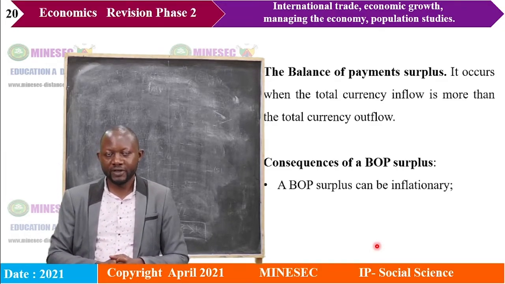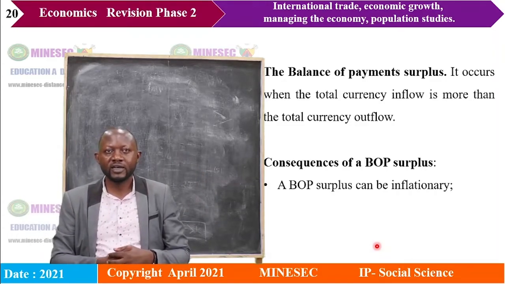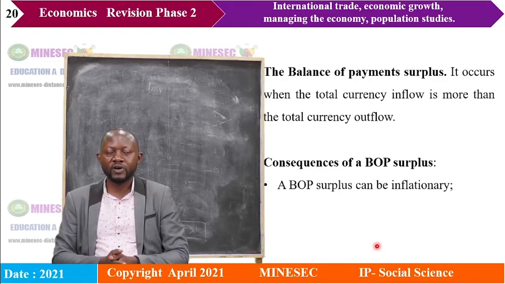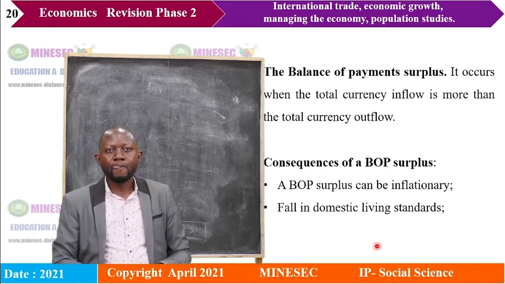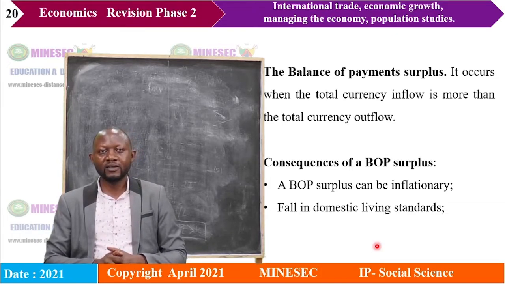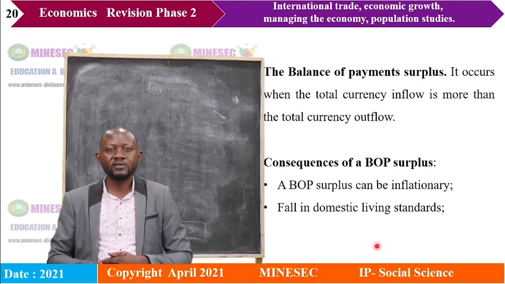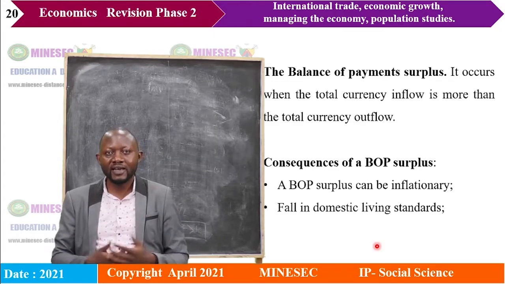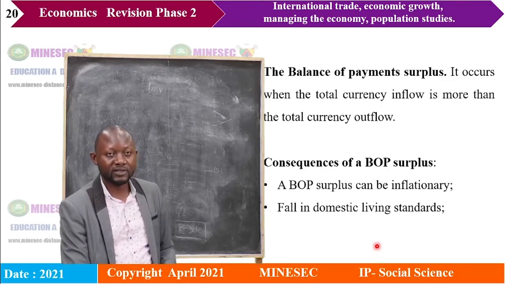It could be inflationary. When a country sends out more goods and gets less in return, you end up having a situation where much money is just chasing fewer goods. That could be inflationary. It could lead to a fall in domestic living standards. Living standards depend on the quantity and quality of goods available to consumers, to the household. When more of such goods are sent out, it means less are available at home, thereby reducing domestic living standards.